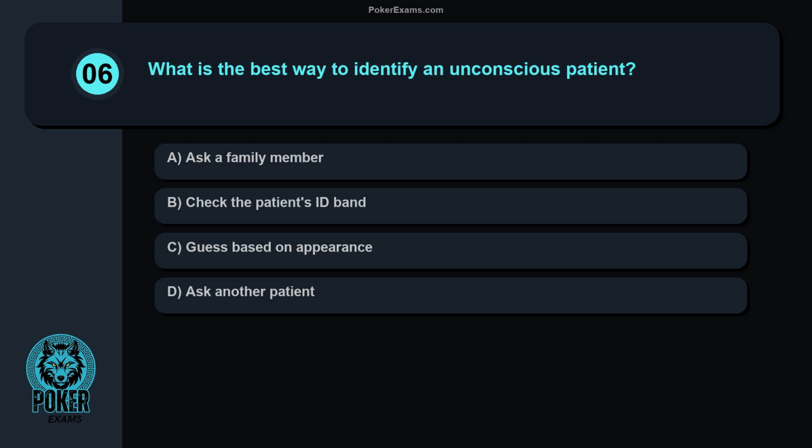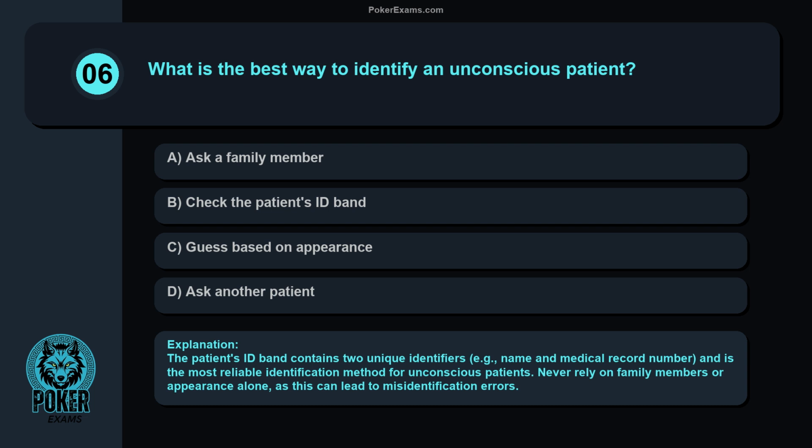Question 6. What is the best way to identify an unconscious patient? Ask a family member. Check the patient's ID band. Guess based on appearance. Ask another patient. The patient's ID band contains 2 unique identifiers, e.g., name and medical record number, and is the most reliable identification method for unconscious patients. Never rely on family members or appearance alone, as this can lead to misidentification errors.